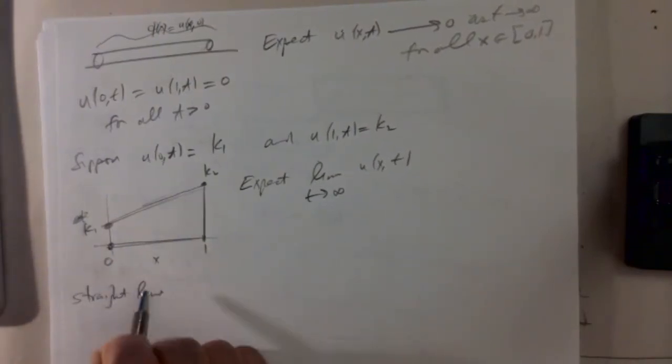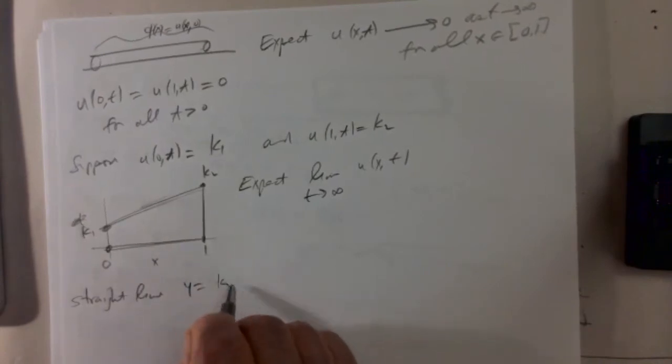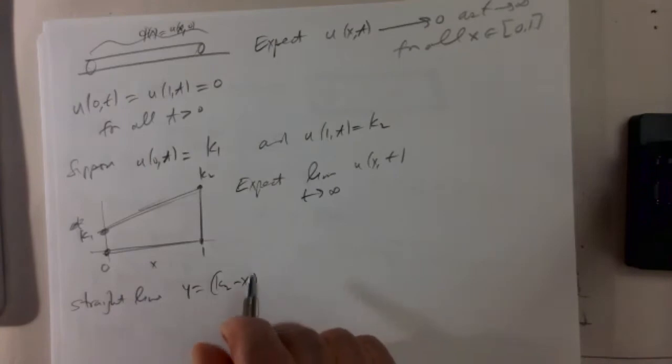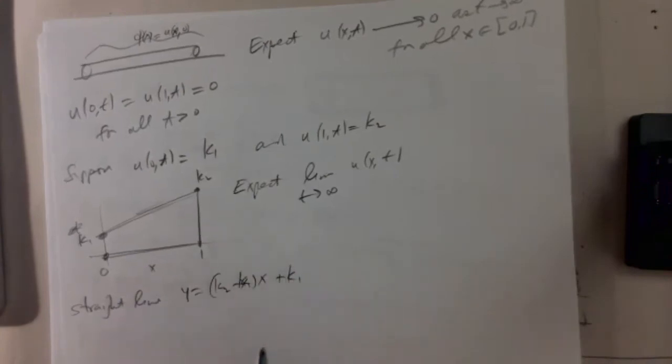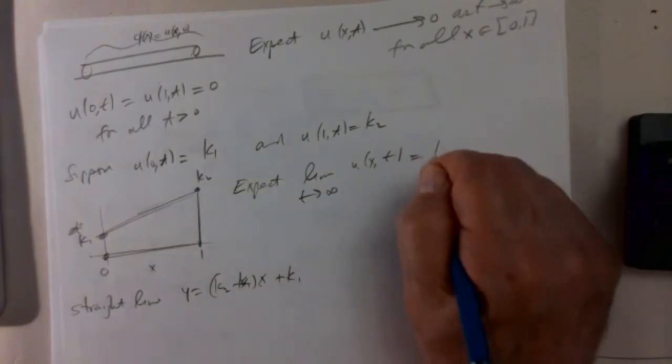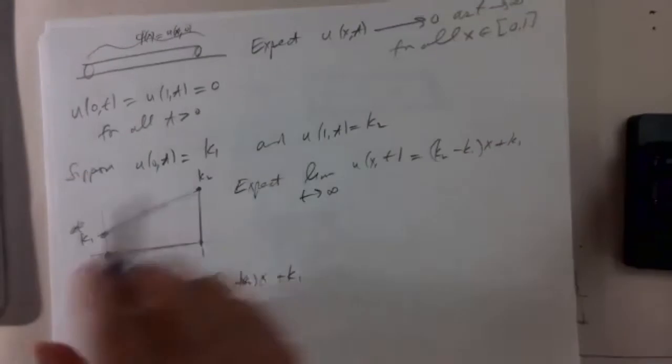What is the equation of the straight line? It's y equals the slope, K2 minus K1, times x plus K1. This is the equation of the line. When x is equal to 0, it's K1. When x equals 1, it's K2. You would expect this to be equal to (K2 minus K1)x plus K1.